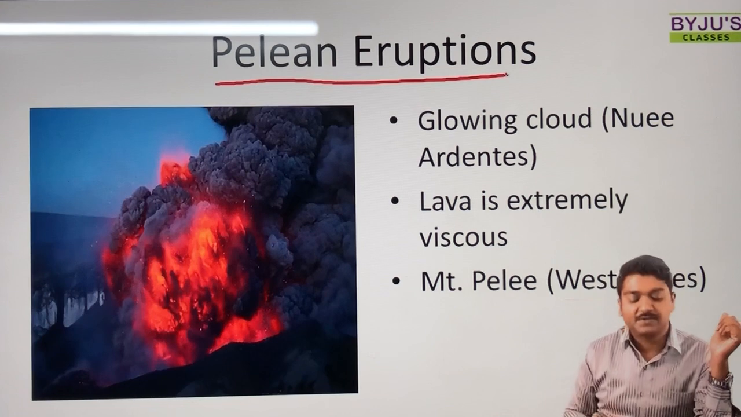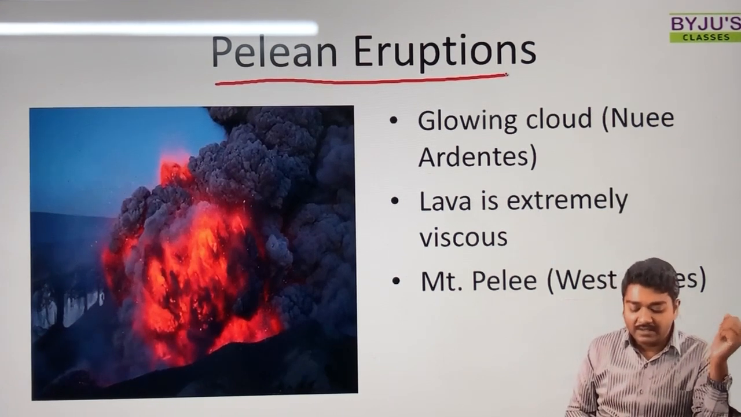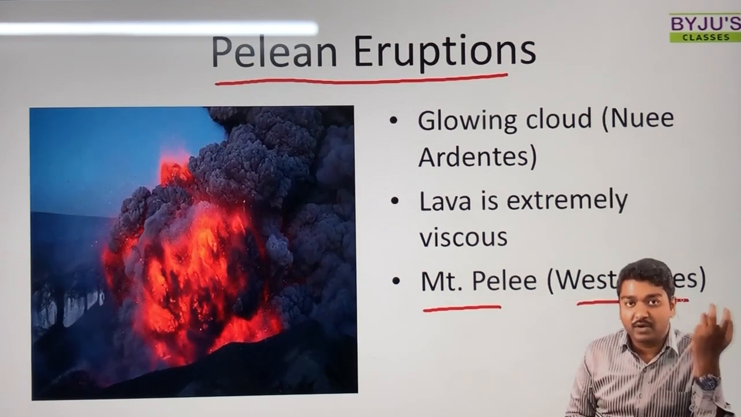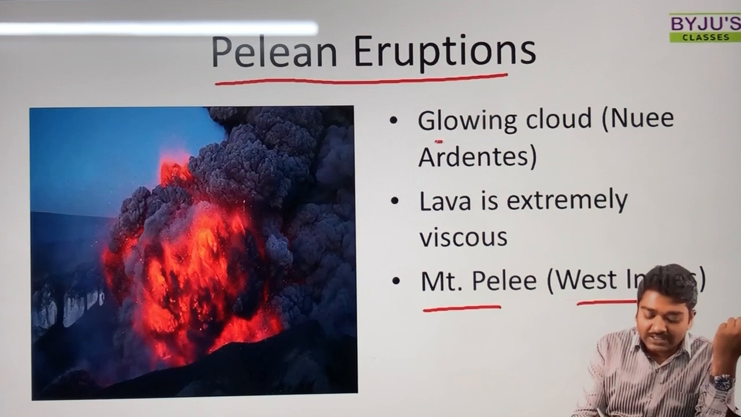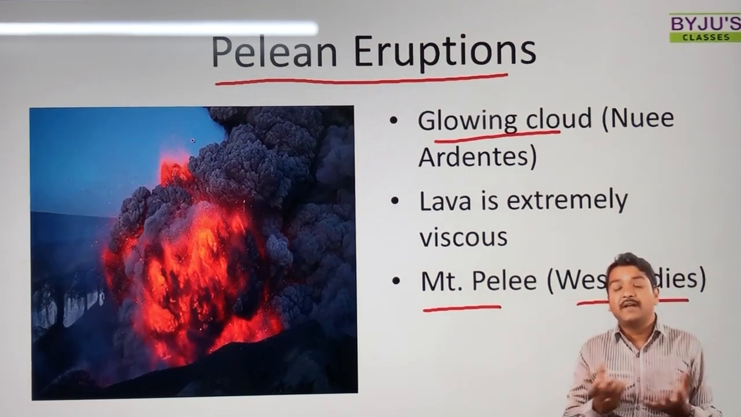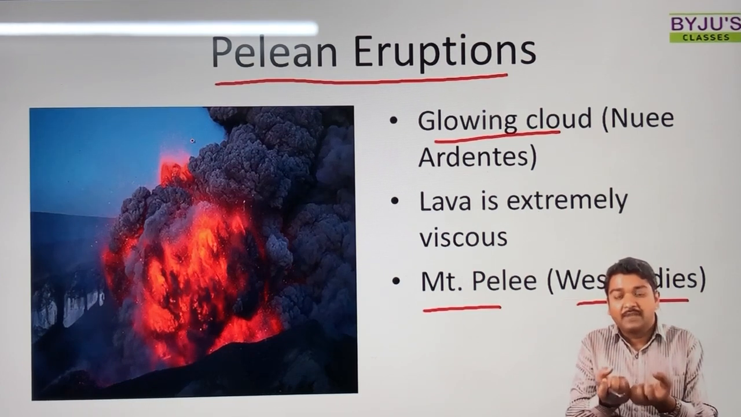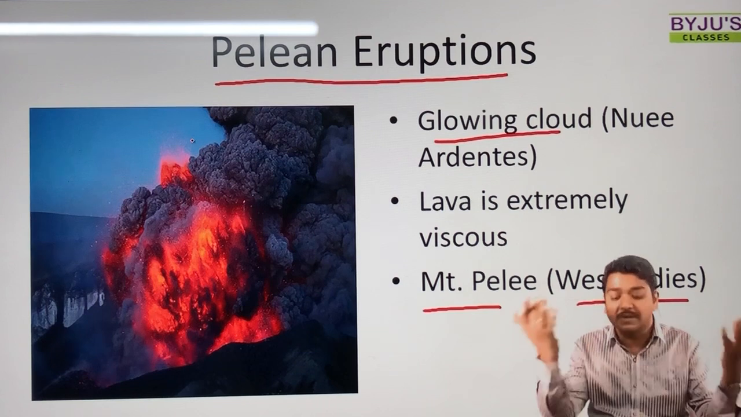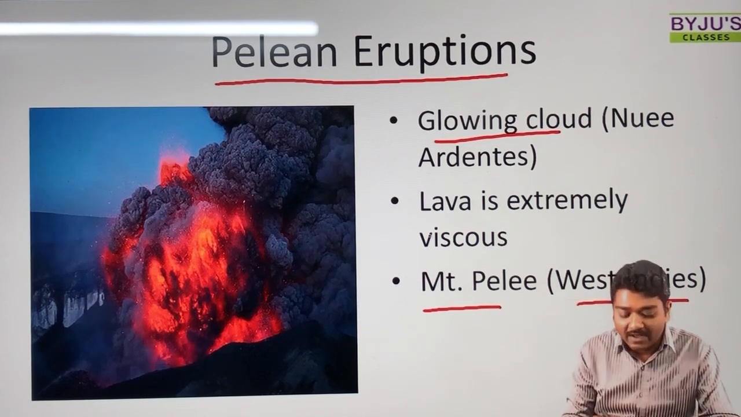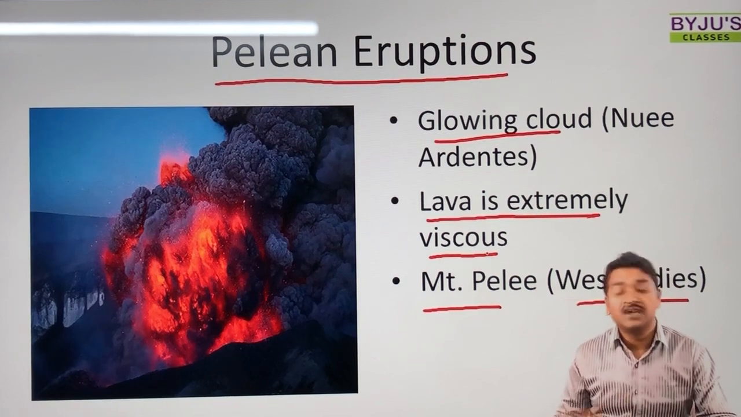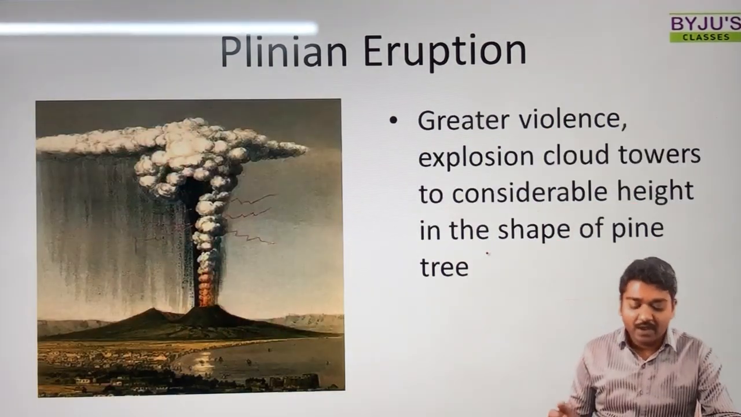Pelian eruptions. In Pelian, the example is Mount Pelee, which is present in West Indies. So in Pelian eruption, what actually happens is, you usually see a glowing cloud. Can you see here? The cloud whichever is coming up, it is hot. Something is burning there. Some house or something is burning, and when fire comes up, it looks something like that. In this, it is extremely viscous. Again, high viscous, so you see explosions again.